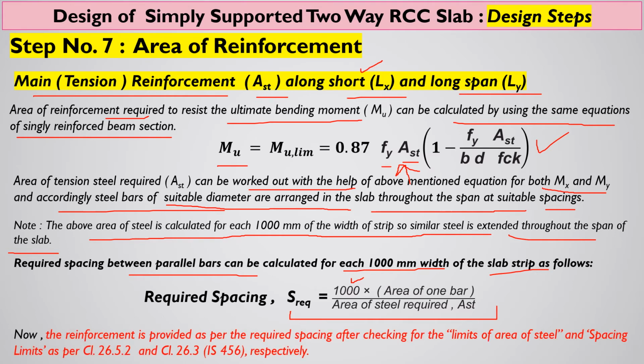Now the reinforcement is to be provided as per the required spacing after applying the check for limit of area of steel. That means what are the limits of area of steel recommended by IS code, as well as spacing limits which you can get from clause 26.5.2 as well as 26.3 of IS 456.